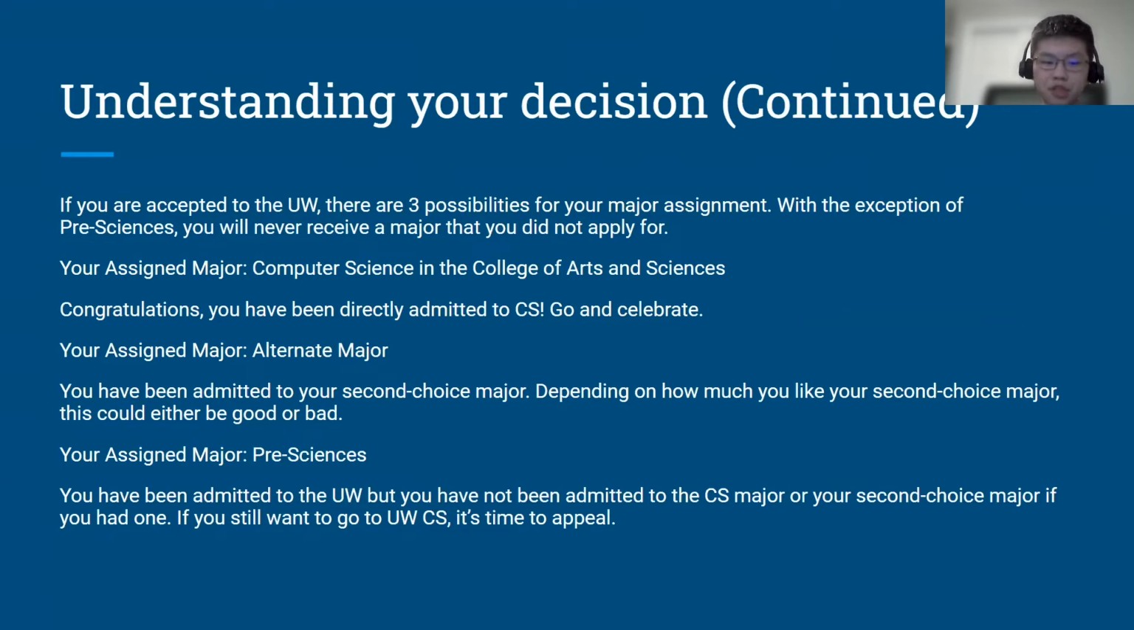And let's say it says another major that's not CS, maybe, I don't know, biology. That means you got into your second choice major. And depending on how much you like your second choice major, this could be good or bad news. The third possibility, it says your assigned major, and next to it, it doesn't say CS or any other major, it says pre-sciences. This means you have been admitted to the UW, but you did not get into the CS major. And if you still want to go to UW-CS, then it's time to appeal.